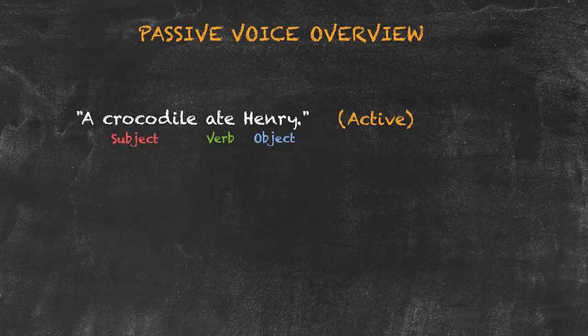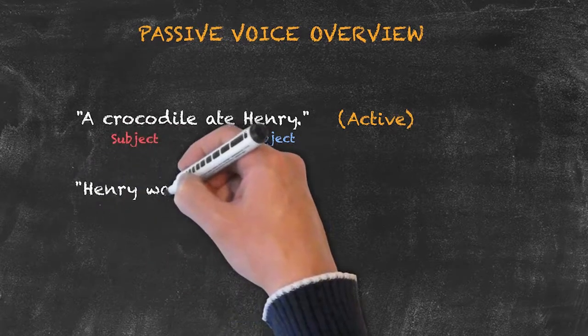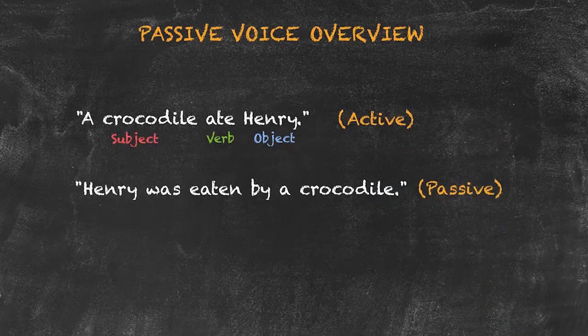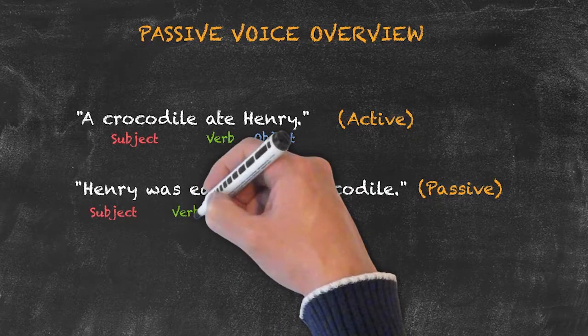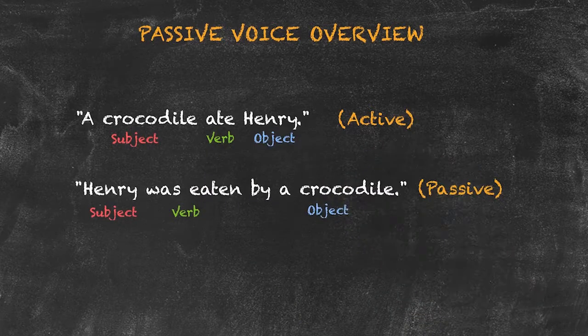This sentence can also be expressed in the passive voice, as we can see here. Henry was eaten by a crocodile. Now this takes a different structure. Henry, who was the original object of the sentence, is now in the subject position. We've added the verb be, here in the past tense, to match the original example, and then we've taken the main verb and changed it to the past participle, eaten. We have then introduced the original subject of the sentence with the word by, so our original sentence, "A crocodile ate Henry," becomes "Henry was eaten by a crocodile."